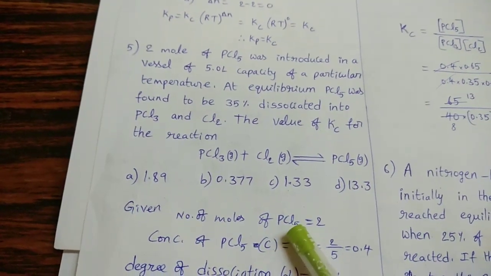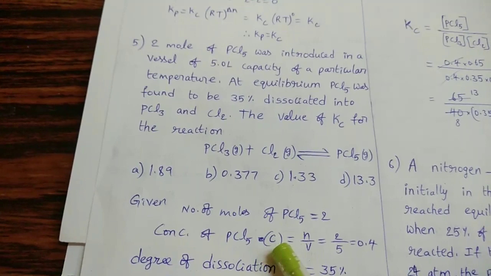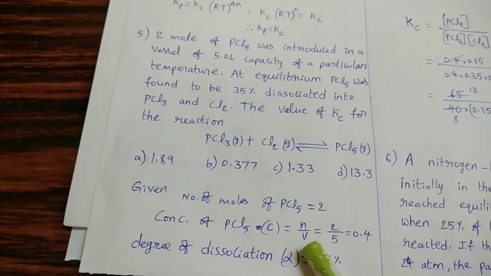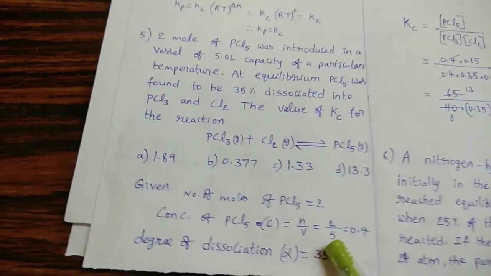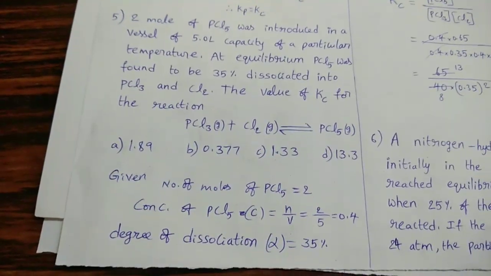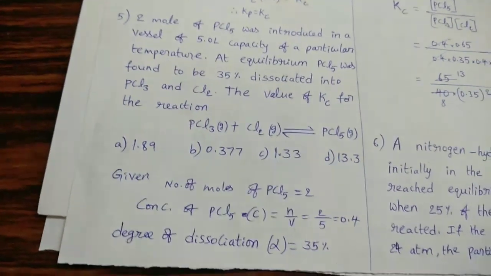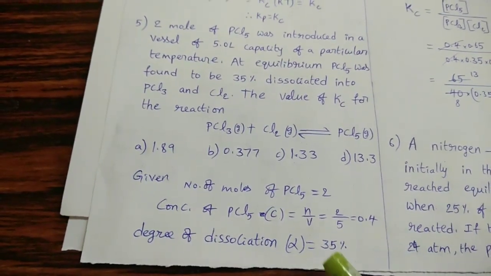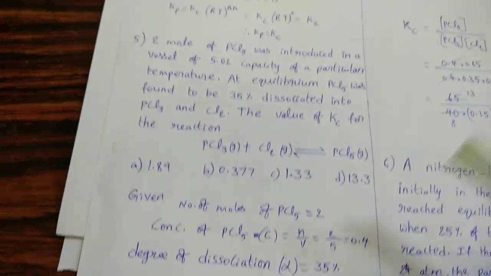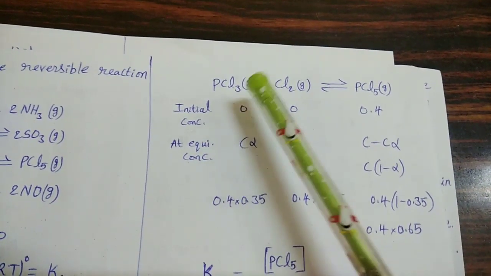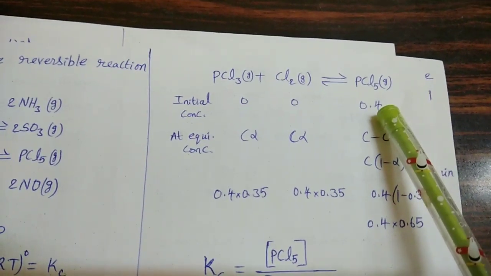Given number of moles of PCl5 is 2. We know that concentration equals number of moles divided by volume. Number of moles 2, volume 5 liters, 2 by 5, concentration 0.4. 35% dissociation, so degree of dissociation alpha equals 35%, that is 0.35. Now see the equation: PCl3 plus Cl2 gives rise to PCl5. Initial concentration is 0 for these, and 0.4 for this.